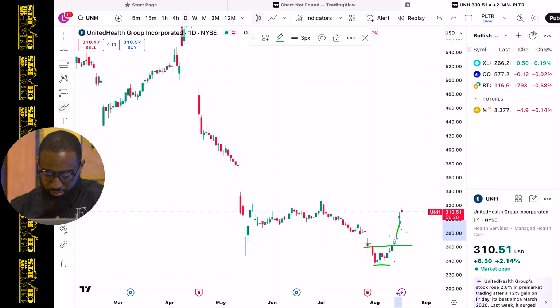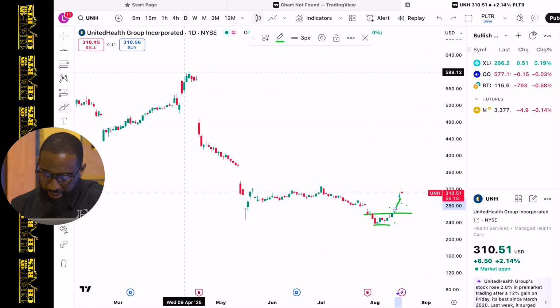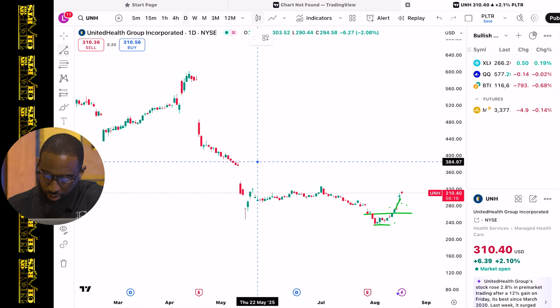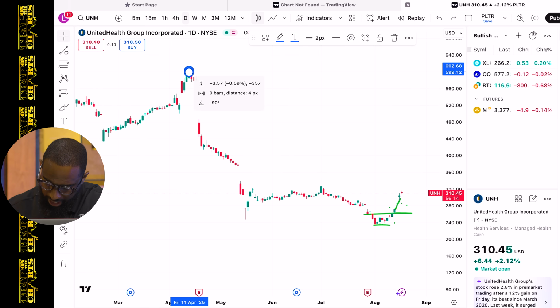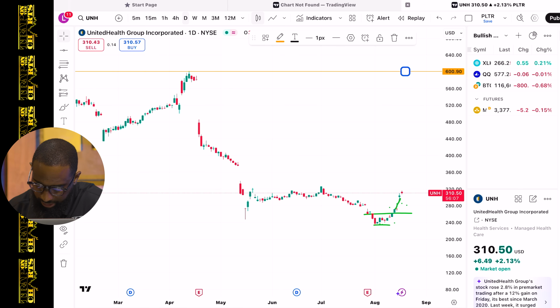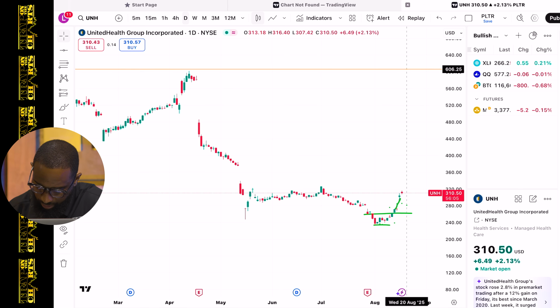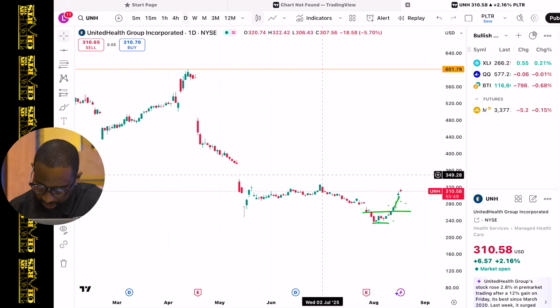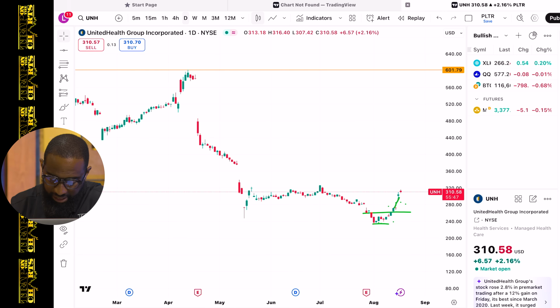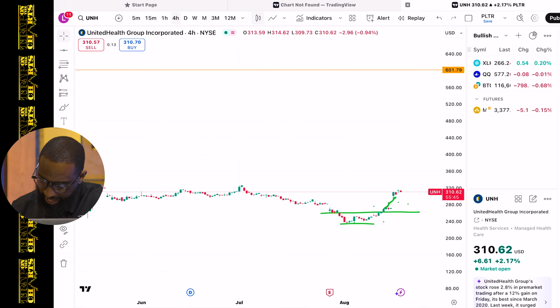Now, you may feel like you missed out on this move. I personally don't think you missed out on the move, and the reason why is because it has an all-time high. So what I would want to see it do is hop on top of this. If it can hop on top of that, we good. Now, if it goes all the way on top of here, we know to expect some resistance. But let's go on a 4 hour and see, because the 4 hour actually helps us out a lot.